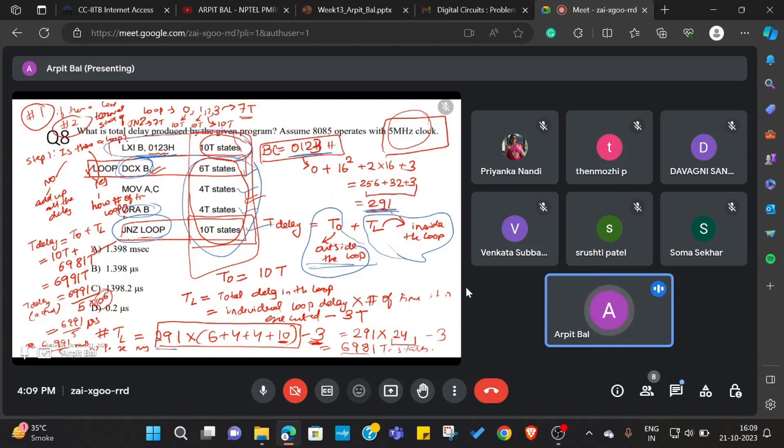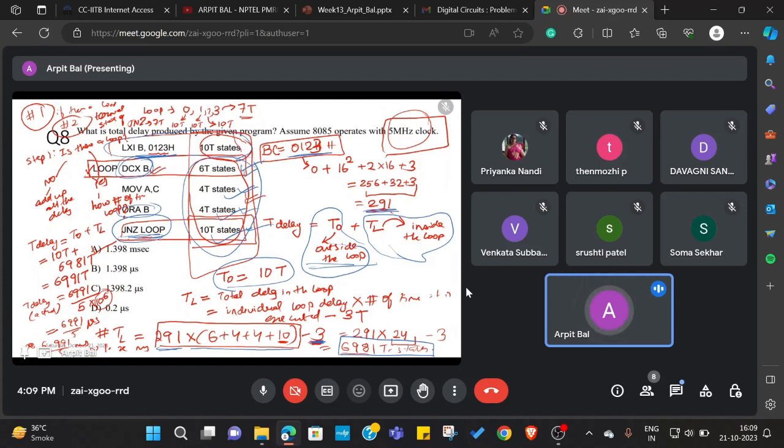Okay, so 291 into 6 plus 4 plus 4 plus 10. But as I mentioned, the last JNZ statement needs only 7T states. So what I do is I subtract 3 here. Then we obtain 6981 T states as the total number of T states inside the loop. Then for outside the loop we have 10T states. So the total T states needed is 6991 T states.